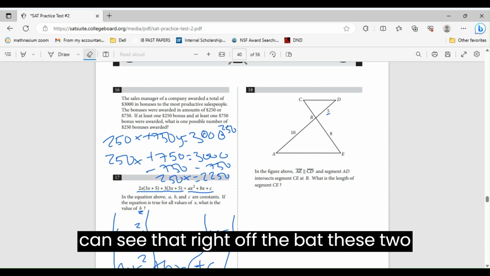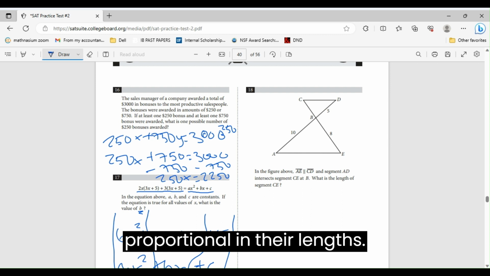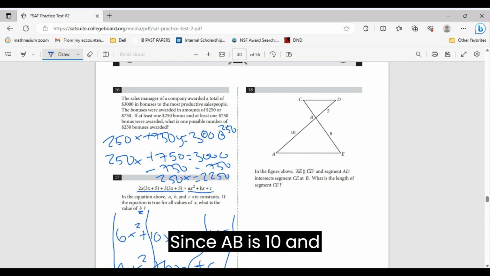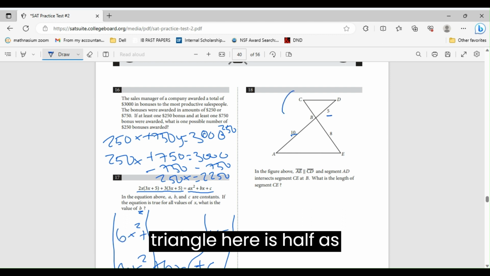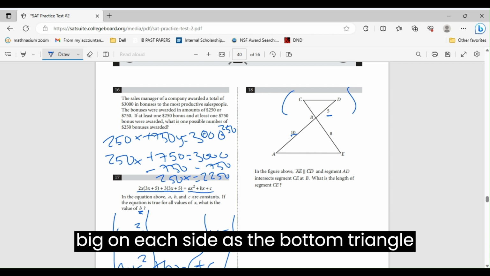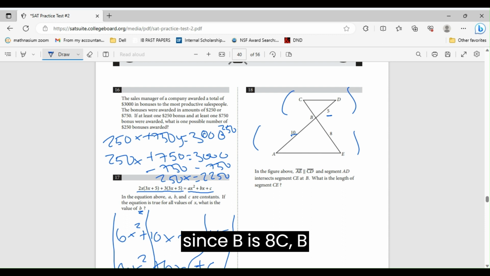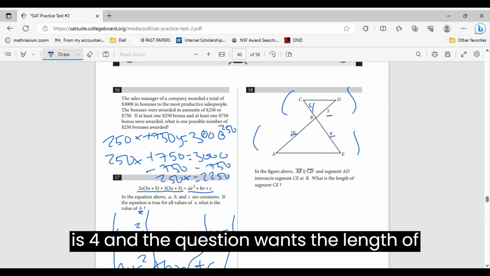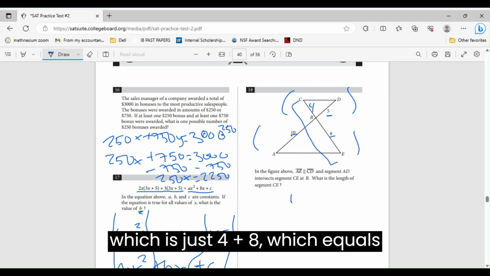So we can see that right off the bat, these two triangles are similar and they're proportional in their lengths. Since AB is 10 and BD is 5, we can see that this smaller triangle here is half as big on each side as the bottom triangle here. And so from that, we can deduce that since BE is 8, CB is 4. And the question wants the length of the entire segment CE, which is just 4 plus 8, which equals 12.